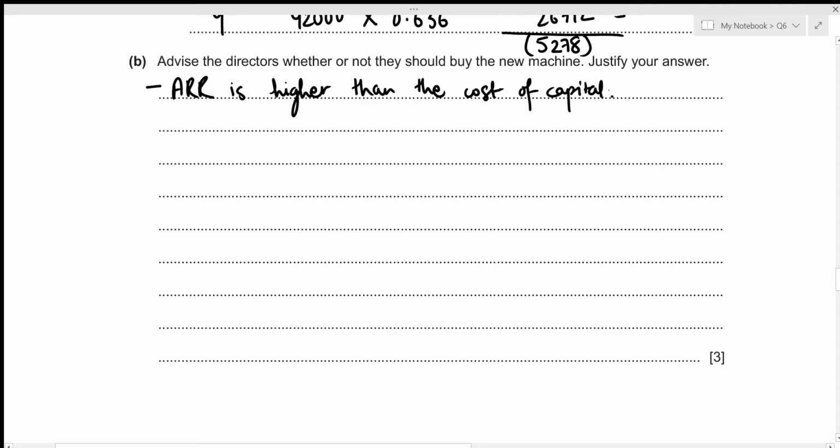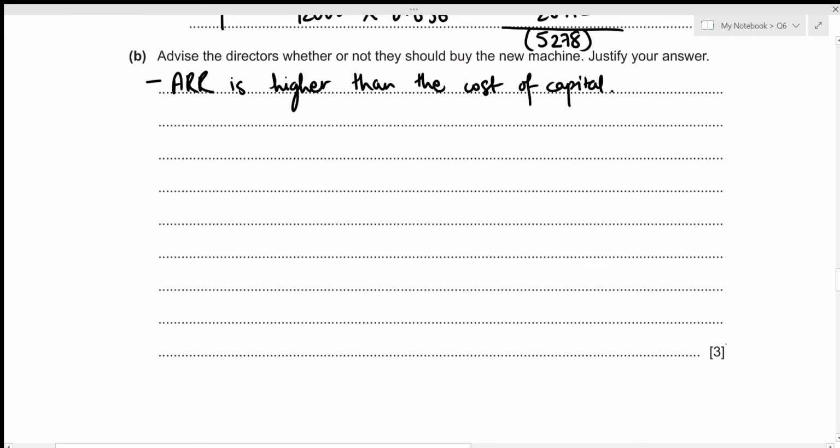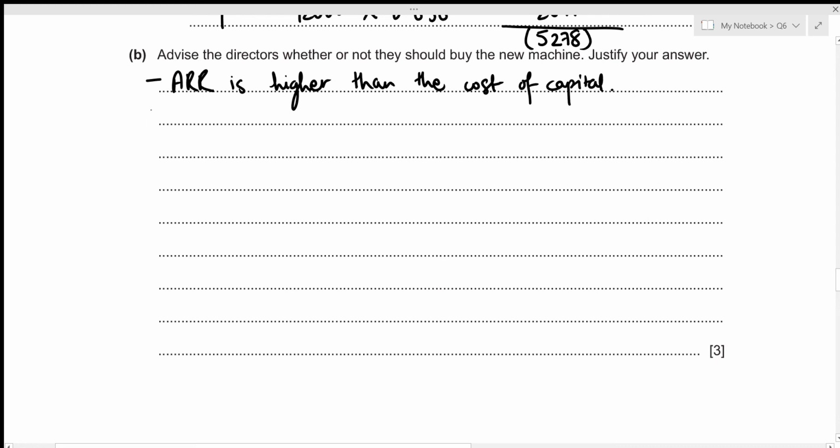Let's look at the second part. For the second part of this question, we figured out our net present value. And we can see that the net present value is a positive amount. So that's a good thing. Let's write it down. We can see that the net present value is positive.